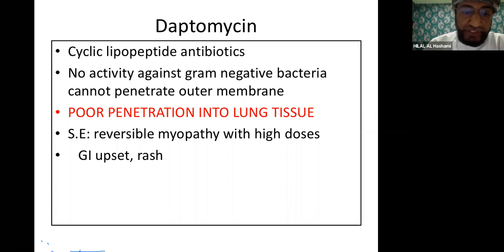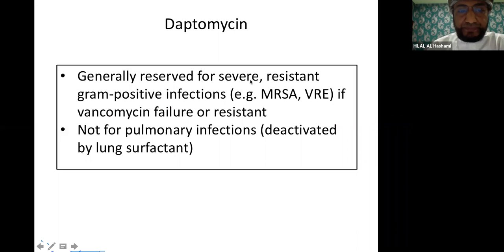It causes reversible myopathies with high doses, and it also can cause GI upset and rash. Daptomycin is generally reserved for severe resistant gram-positive infections like MRSA and VRE, vancomycin-resistant Enterococcus, if vancomycin fails due to resistance. It's not the drug of choice for pulmonary infection, because daptomycin gets deactivated by the lung surfactant.